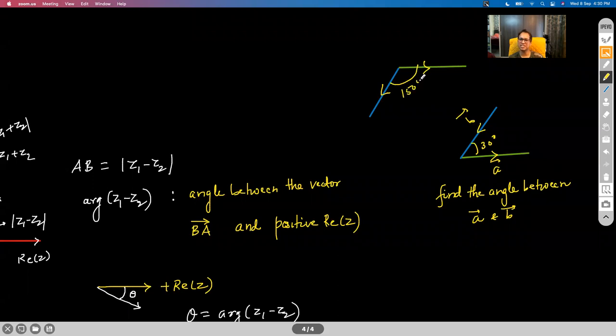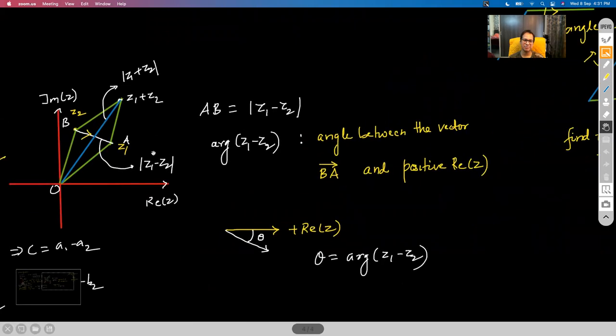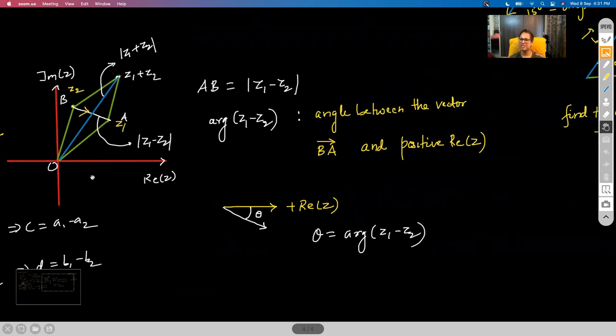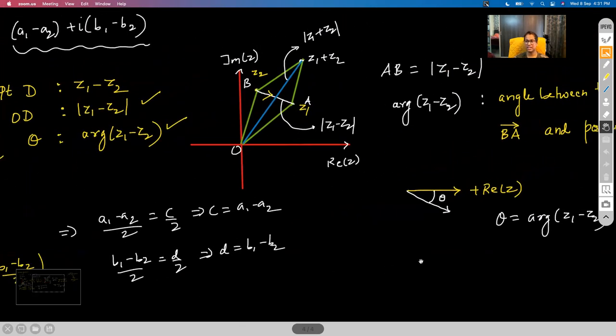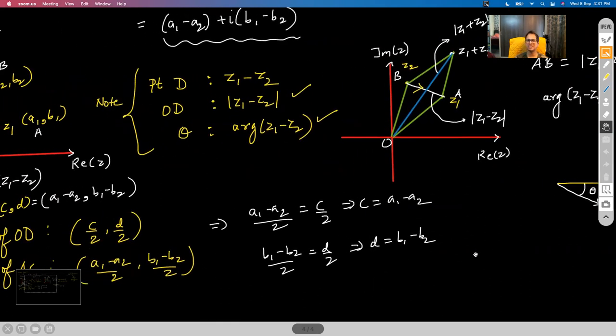The shortest angle between them here is 150. So 150 is the angle between A and B vectors. Very good. Okay. In the same way, if I ask you, what is the angle between BA vector and the positive real Z axis? Make them co-initial. And once you make them co-initial, the angle between them is the argument of Z1 minus Z2. Okay. So for that, you don't have to make a separate diagram or a separate parallelogram kind of a thing. Is this fine? Any questions, any concerns up till now with respect to representation of Z1 minus Z2, modulus of Z1 minus Z2, argument of Z1 minus Z2?